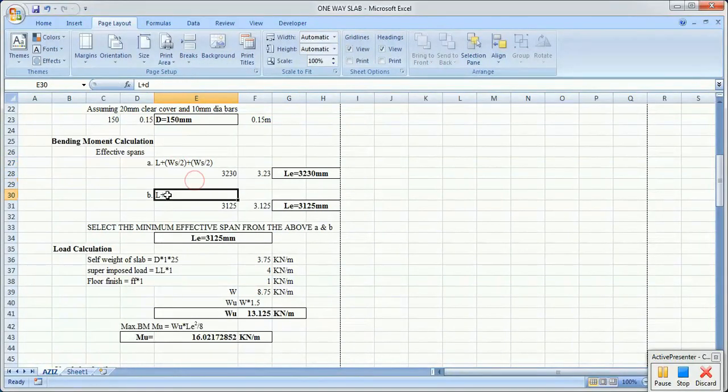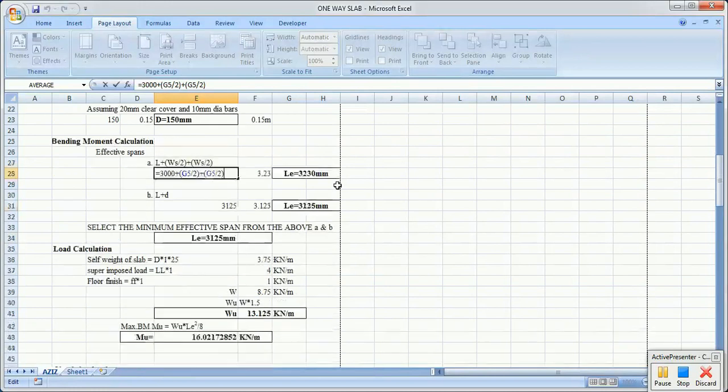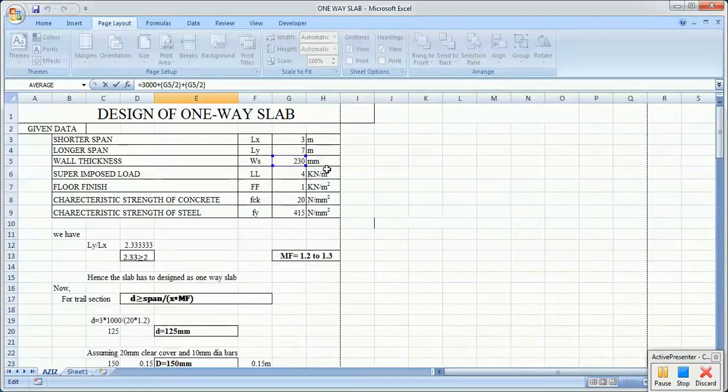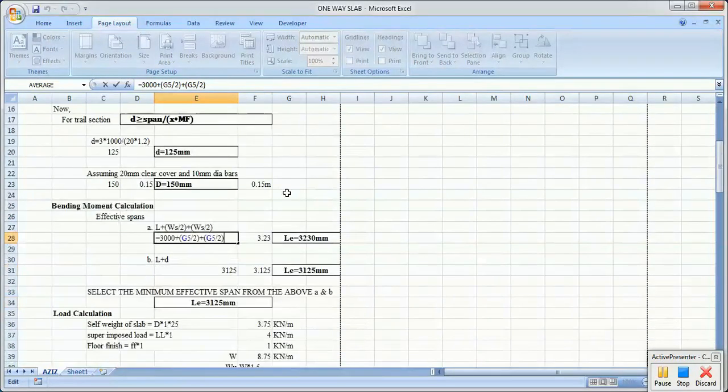Okay, then again L plus D, L plus effective D, so that is 3125. So we'll get these two. Okay, so you have to choose minimum between these two. You can check here. So I got 3000. You can check here, 3000 is the span. Okay, you can click it here also, or you can type. Then wall thickness is 230 divided by 2 plus 230 divided by 2.